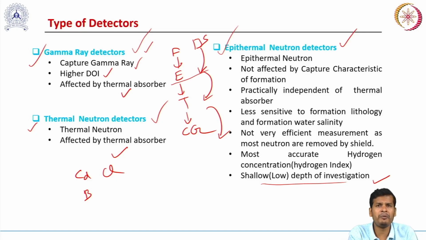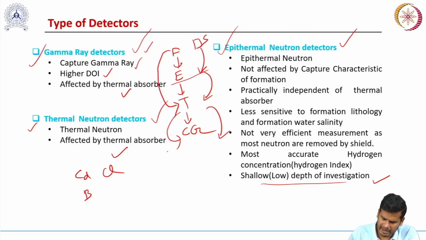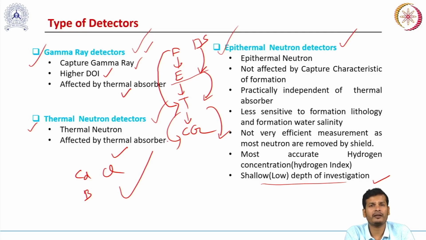So in a normal reservoir, let's say there is no cadmium, boron or chlorine. Conversion from fast to thermal neutron will be dominated by our hydrogen index, and thermal neutron to capture gamma ray will be dominated by whatever nucleus is present inside the formation. But if cadmium, chlorine and boron are present, what will happen? Conversion of thermal neutron to capture gamma ray will be very rapid. So the thermal neutron count rate or the capture gamma ray count rate depends upon the cadmium, chlorine and boron concentration in our formation.